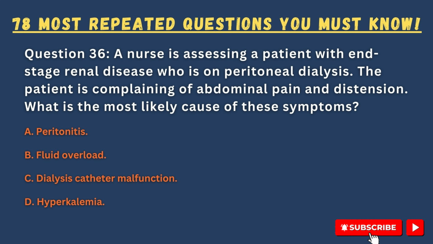Question 36. A nurse is assessing a patient with end-stage renal disease who is on peritoneal dialysis. The patient is complaining of abdominal pain and distension. What is the most likely cause of these symptoms? A. Peritonitis. B. Fluid overload. C. Dialysis catheter malfunction. D. Hyperkalemia.